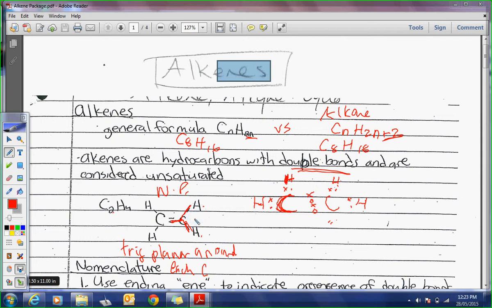How many carbons are in there? 2. What do we call 2 carbon chains? There's a double bond in here though, so remember that thing we wrote down there? We are changing the ending to ene. See that? And do you know polythene?